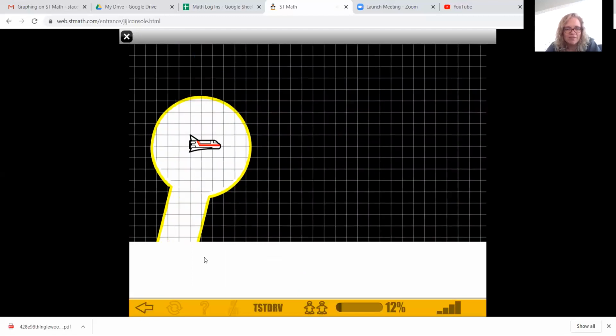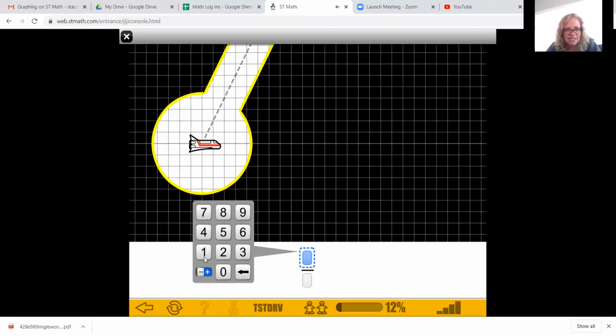Okay, let me do one more of these. I was hoping they would give us a -1, but no. Just remember, if the space shuttle was pointing downwards, it would be negative.